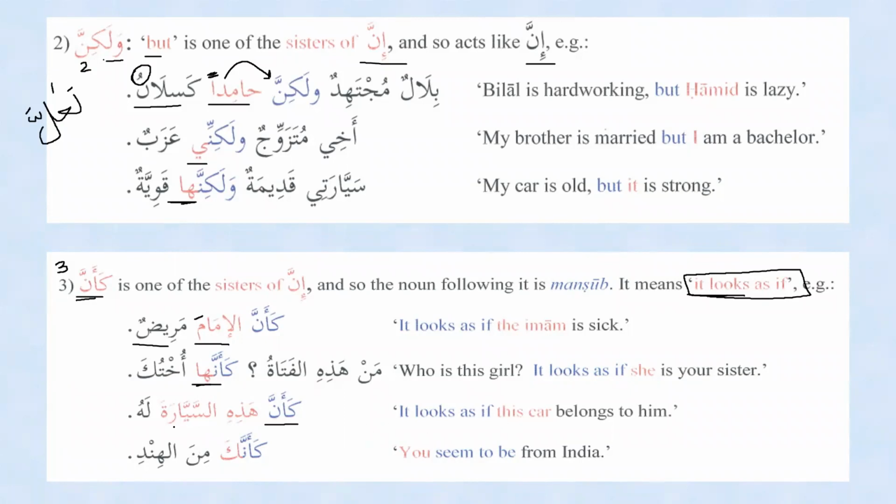Ka'anna hadhihi sayyarata lahu. It looks as if this car belongs to him. So ka'anna and then hadhihi sayyarata. Hadhihi, as we know, is a fixed noun. This is ismul ishara, and sayyarata is musharun ilayh, the one that we are pointing at. And this is mansub, and lahu is jar majroor, and we know that jar majroor can also be the khabaru ka'anna. Ka'annaka min al-Hind. You seem to be from India. So here ka'annaka, the attached pronoun will be ismu ka'anna, and min al-Hindi will be khabaru ka'anna.